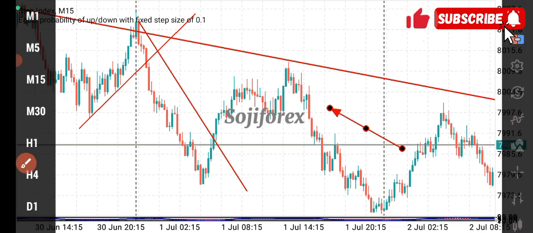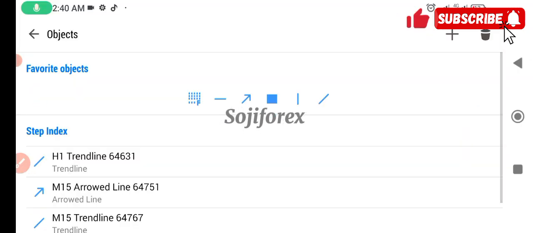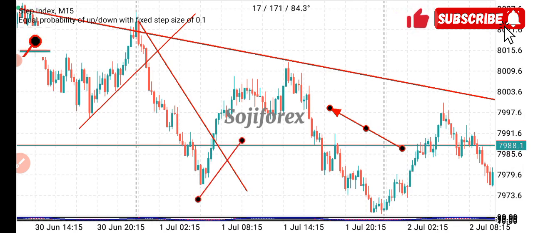And now we have another move that is going to happen. And immediately a pullback begins to happen again, I will still draw my trend line.